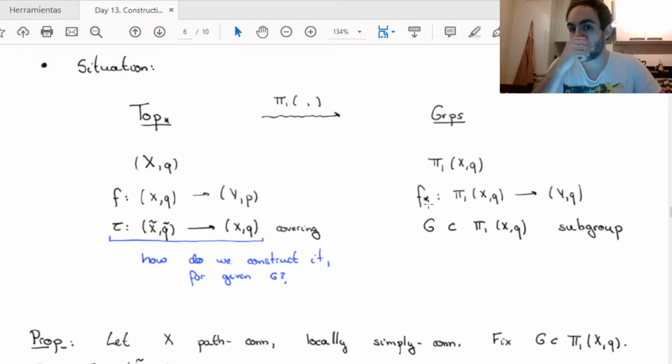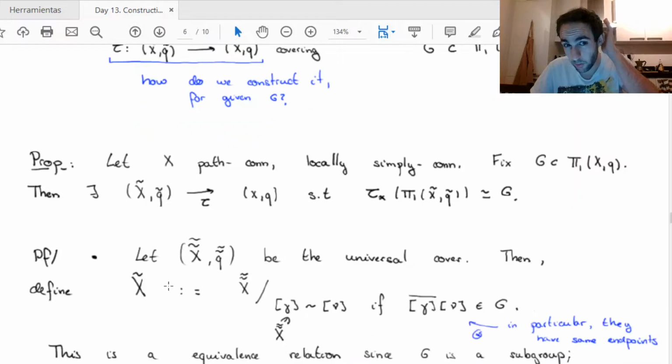And the question motivating what we're doing is, if you have groups, then you can look at subgroups. What is the natural analog that you should look at in pointed topological spaces? The answer is that to subgroups, one should correspond covering spaces. What we already did was show that if I fix as my subgroup the trivial subgroup, then my favorite covering space will be the universal cover. The question we want to answer now is, if you give me some other subgroup G, how to construct a covering such that tau star of the fundamental group of the covering space is G.